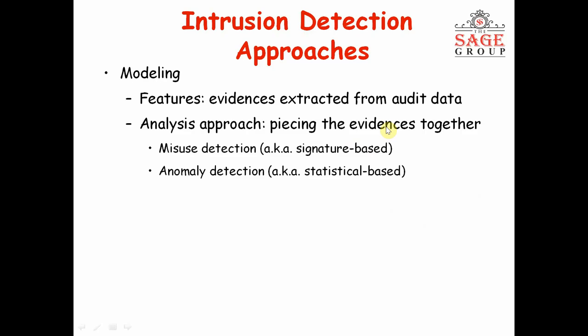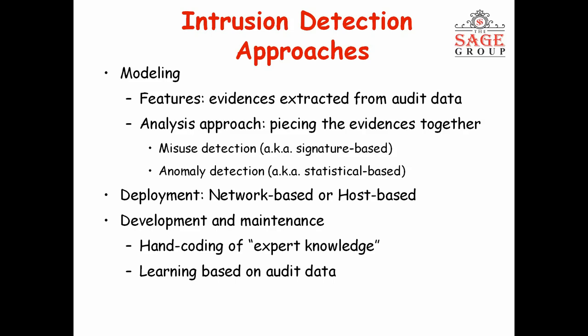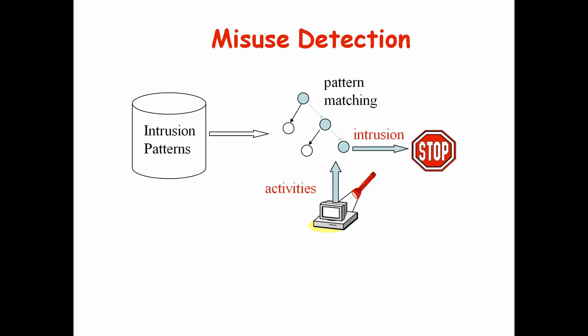We find some small evidence and collect it to find the signature behavior of the intruder and how we can use those things. After that, deployment, network model or host model based. After that, development and maintenance and tooling, expert knowledge, learning based on audit reports. We take some help from experts, and they tell us that this is a method by which it can be performed.